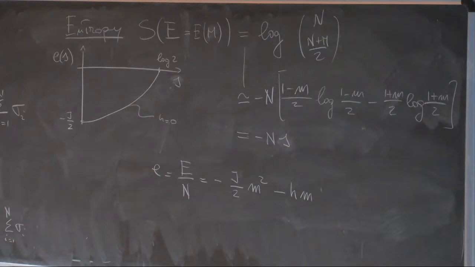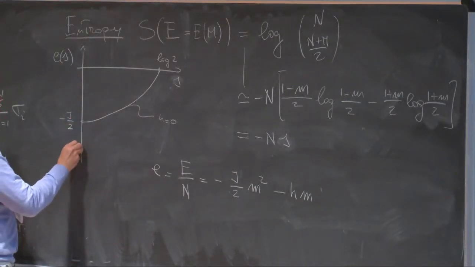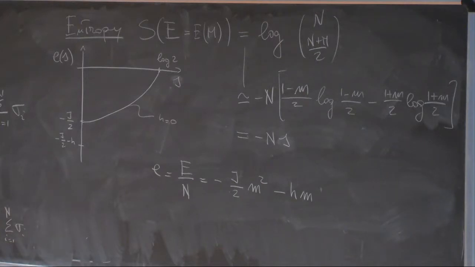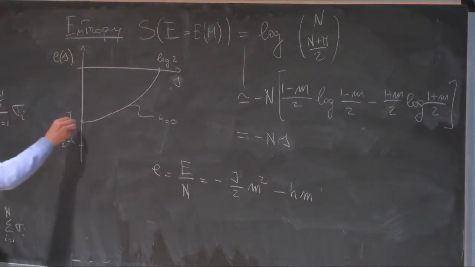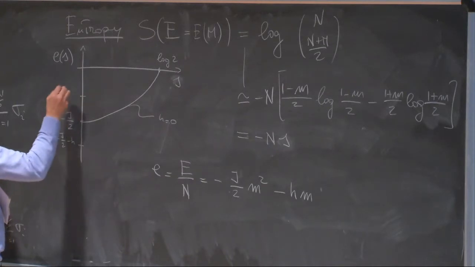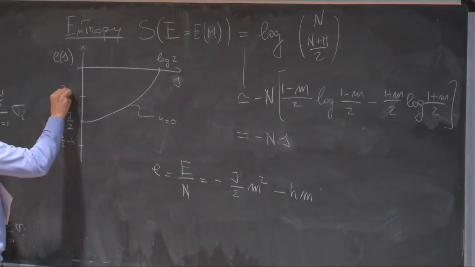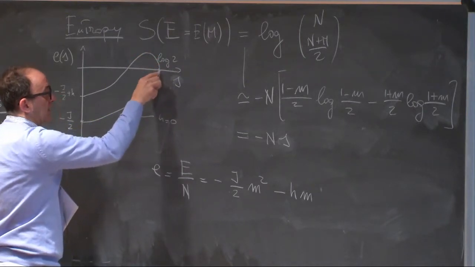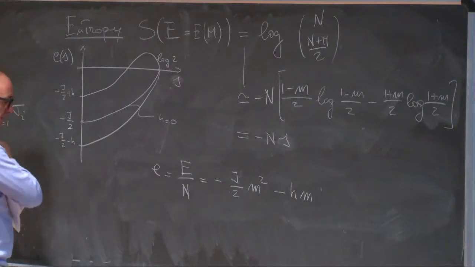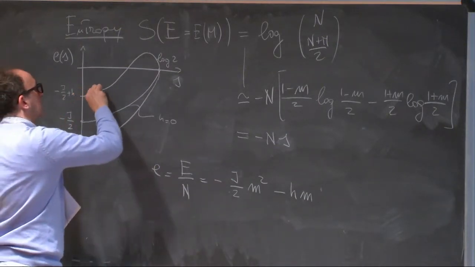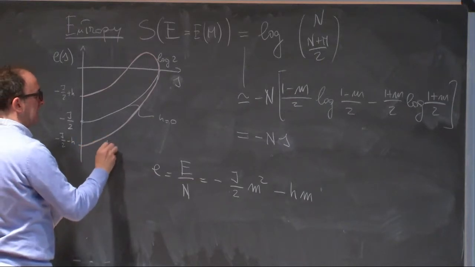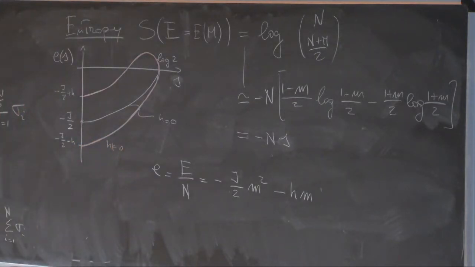If h is not equal to zero, then you will end up in two points. One is minus J over two minus h, if you follow a branch where the magnetization has the same sign as h. If you follow a branch where the magnetization has opposite sign to h, you will end up in minus J over 2 plus h, okay? If you plot this function, you will get something like this, that again goes through this point, and then does like this. I have red chalk, so I can do some artwork. Okay, so this is h different from zero.